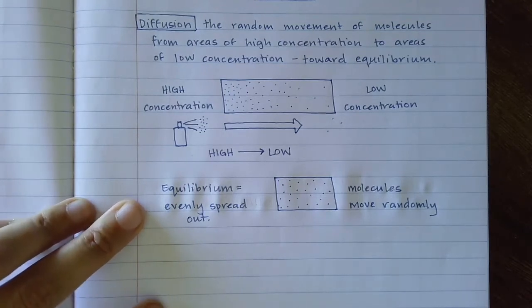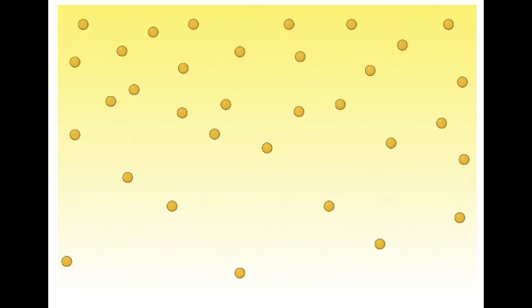What you're going to tell me is which way the molecules are going to diffuse. Which way will the yellow molecules diffuse? The yellow molecules are moving randomly, but with a net movement towards the bottom of the page, because that's where the lowest concentration is. Once they reach equilibrium, they'll move randomly in all directions.